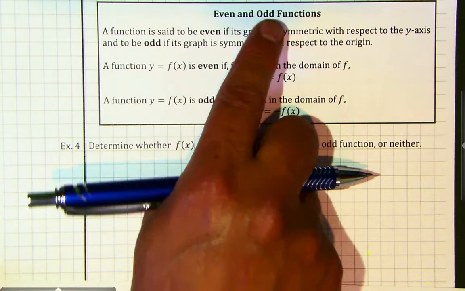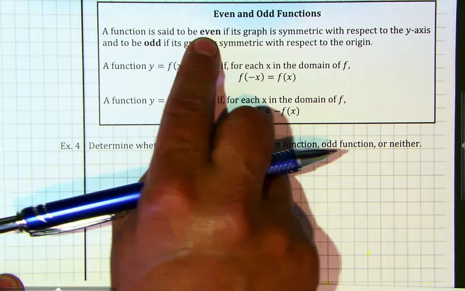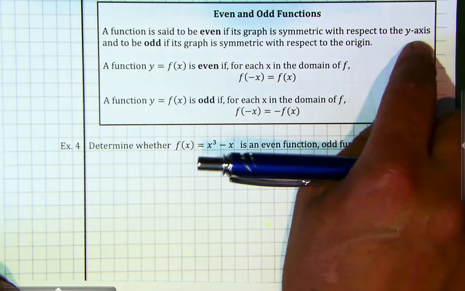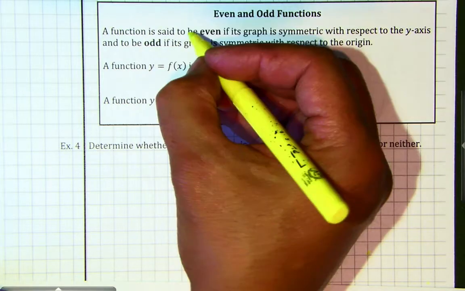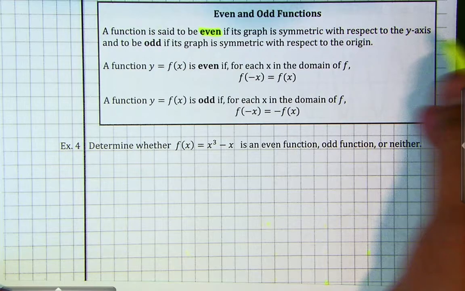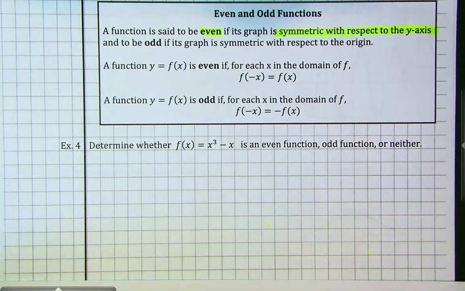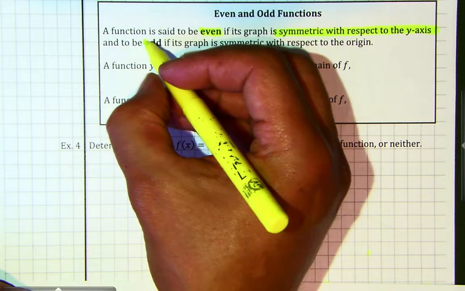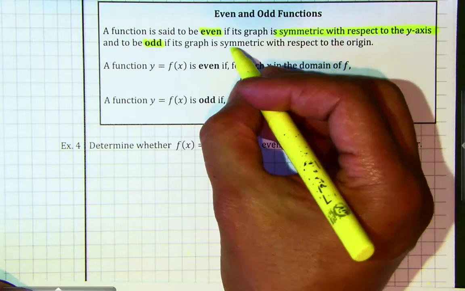So, even and odd functions. A function is said to be even if its graph is symmetric with respect to the y-axis. It's even if it's symmetric with respect to the y-axis, and it's odd if its graph is symmetric with respect to the origin.